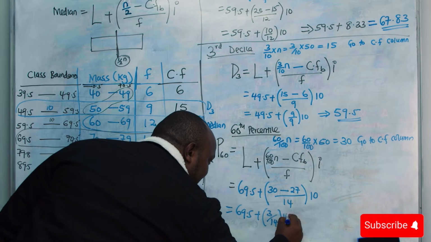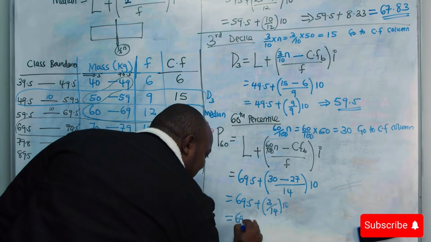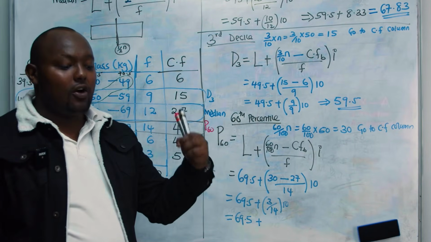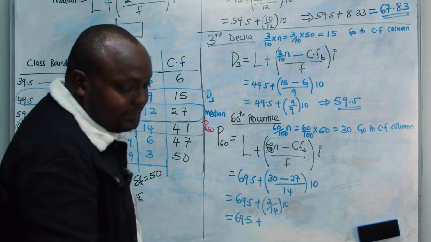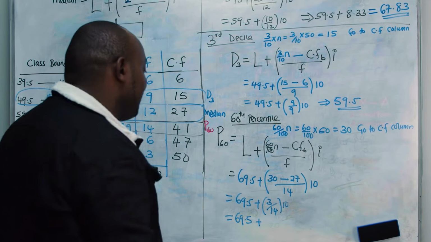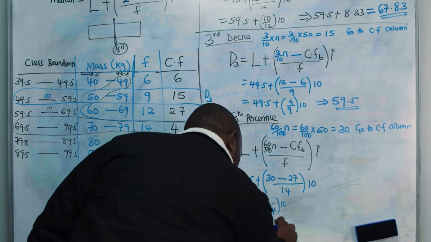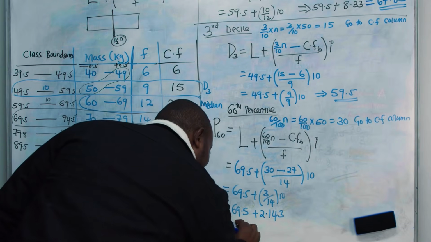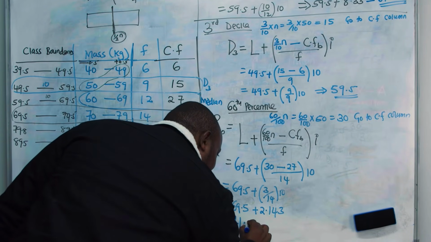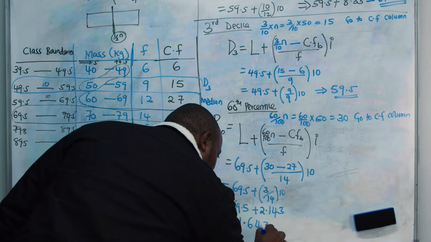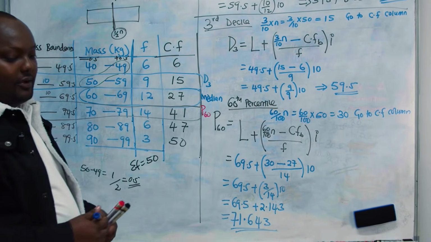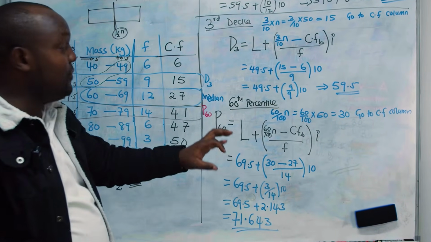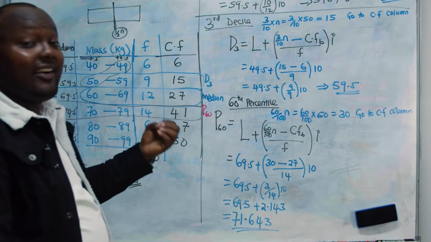So when you solve this one, we are going to get 69.5 plus 3 over 14 times 10. And when you solve this one, you are going to get 69.5 plus, now 3 over 14, this is like 30 over 14. We are going to get 2.143. And when you add that one, you will get 71.643. That's how we solve our median, decile, and percentile.